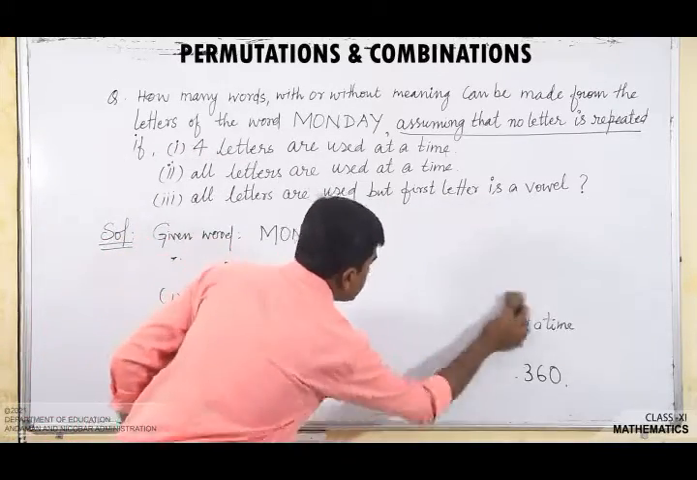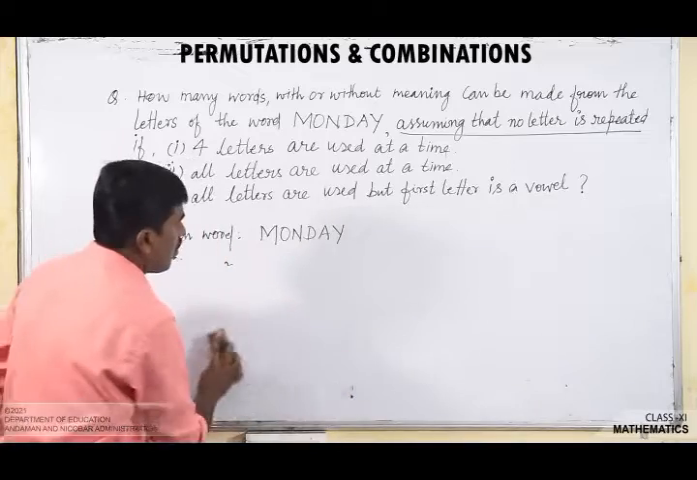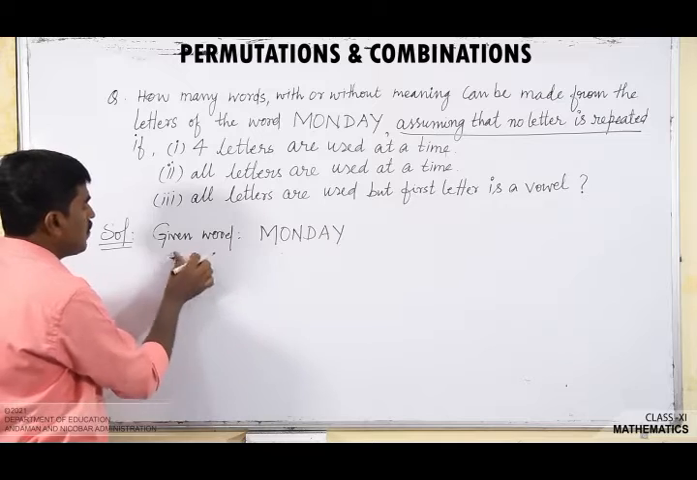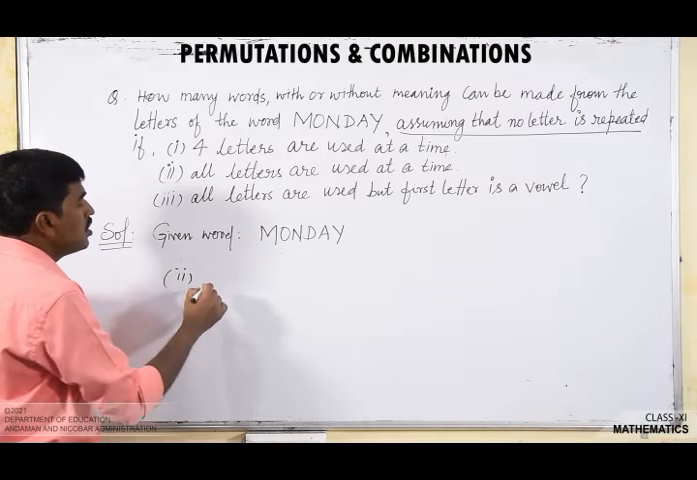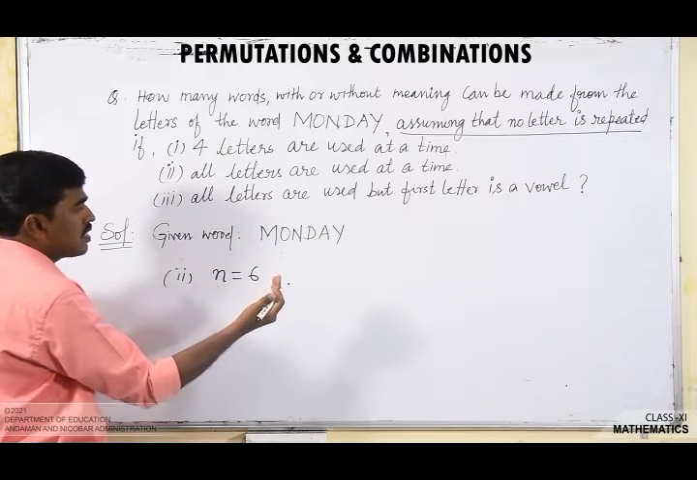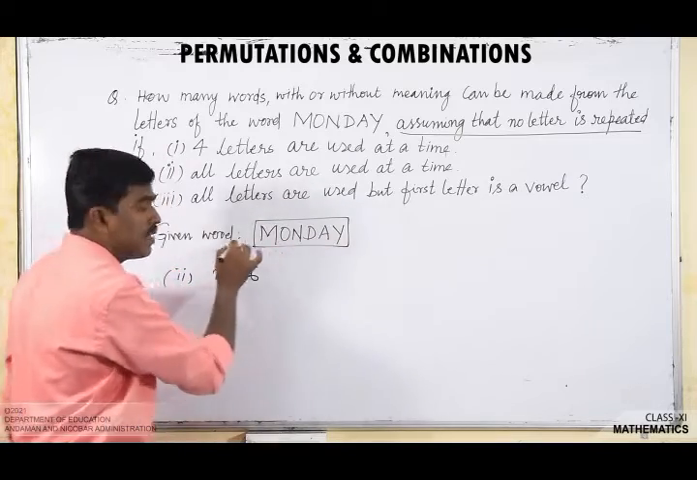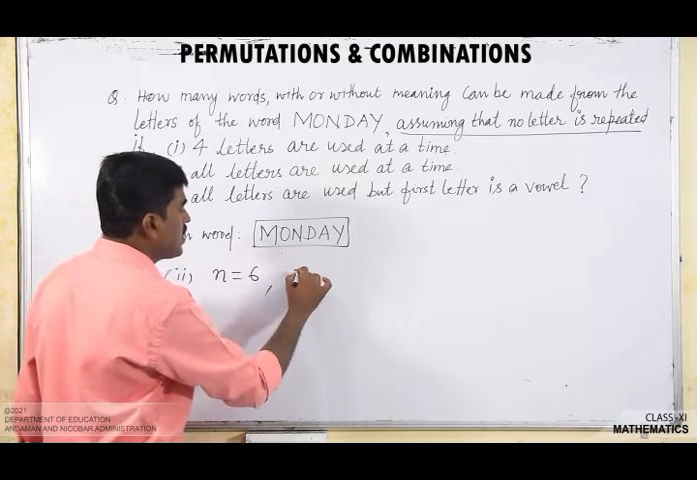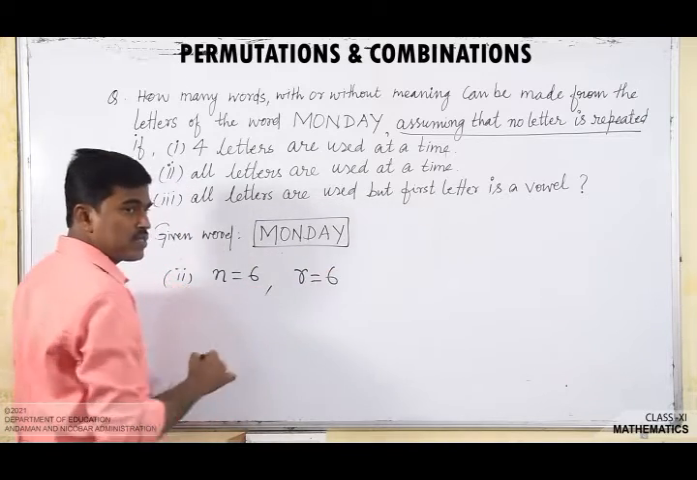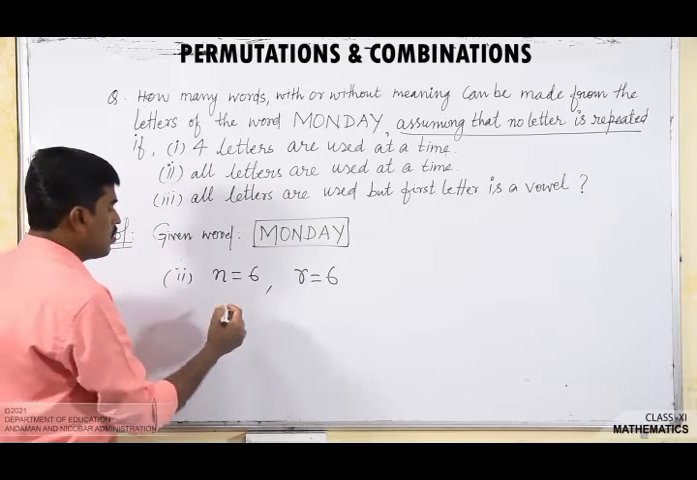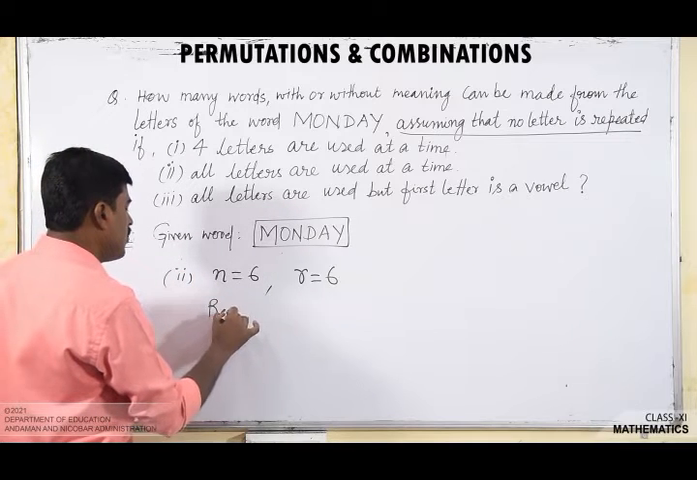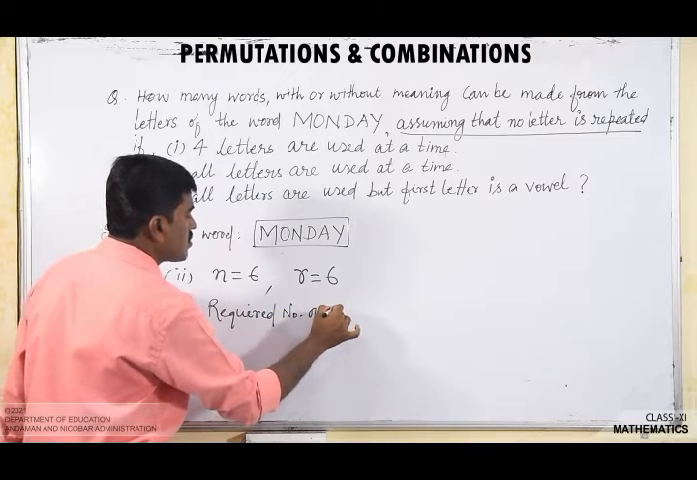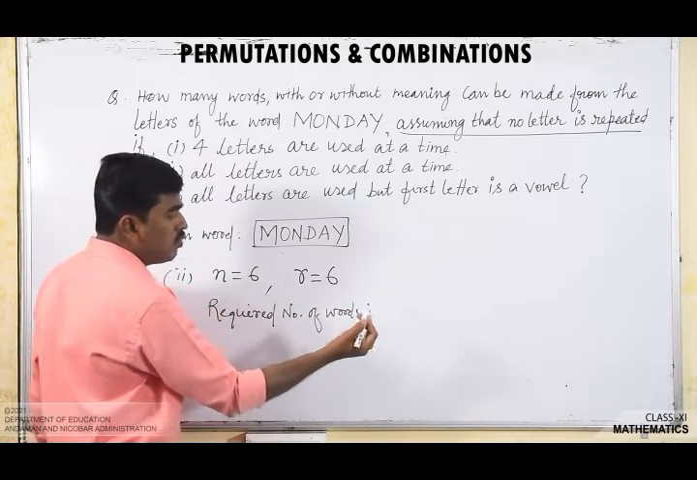The second part is, if all letters are used at a time. So here the value of n is again 6. Total number of letters in the word Monday is 6. There are different letters, and all letters are taken at a time means r is also equals to 6. We have to take all the letters. So here the required number of words is equals to, what we have to write?